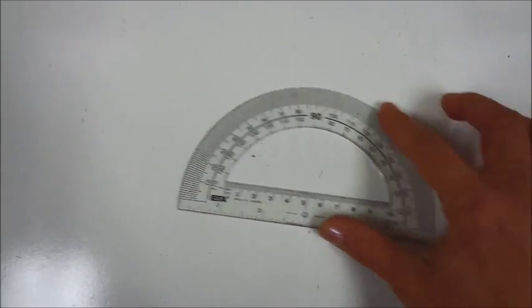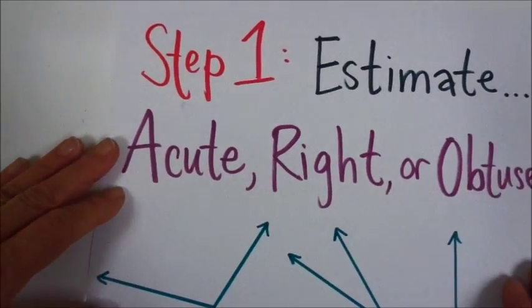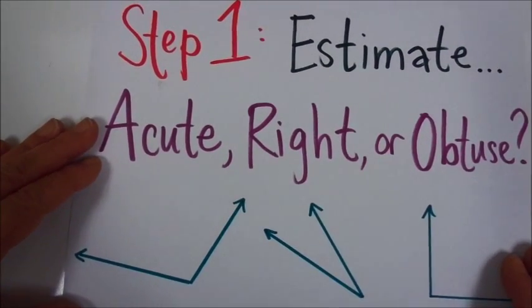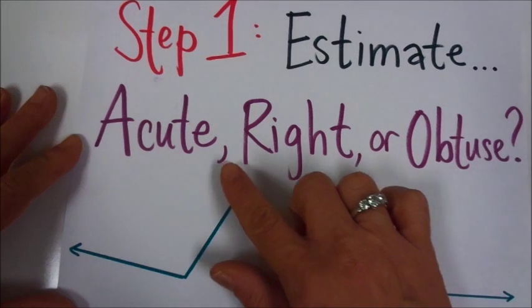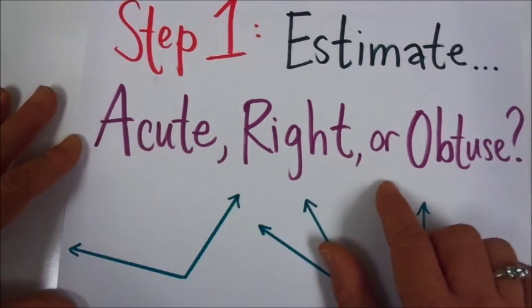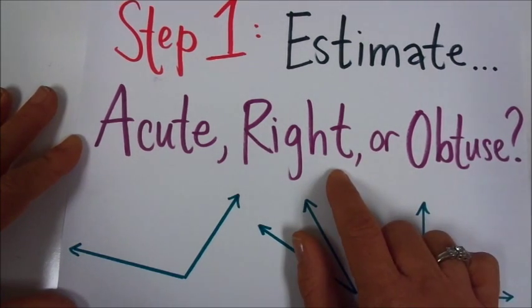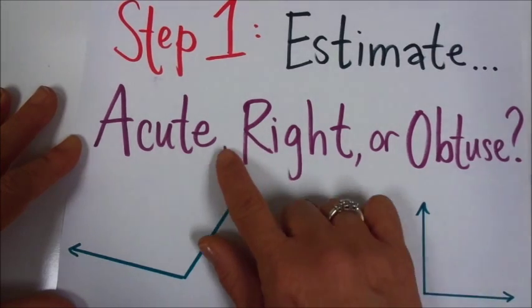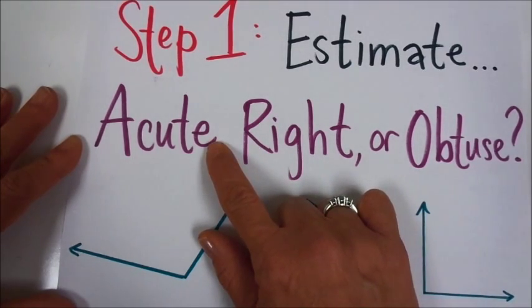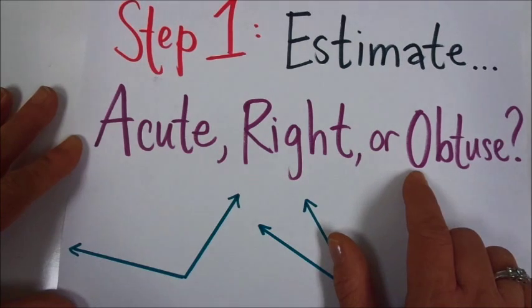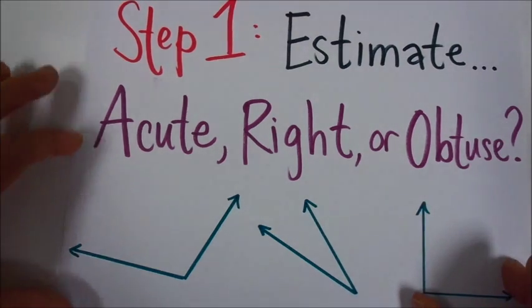And there's several steps. Step one is that we can estimate whether or not our angle is acute, right, or obtuse. And we know that a right angle is 90 degrees. We know that an acute angle is smaller than 90 degrees. And an obtuse angle is greater than 90 degrees.